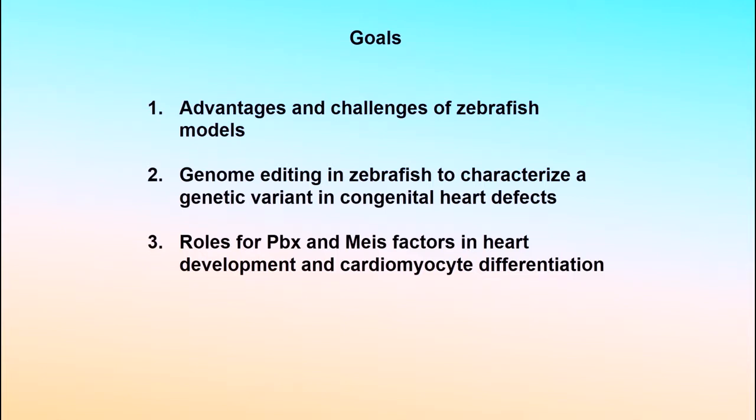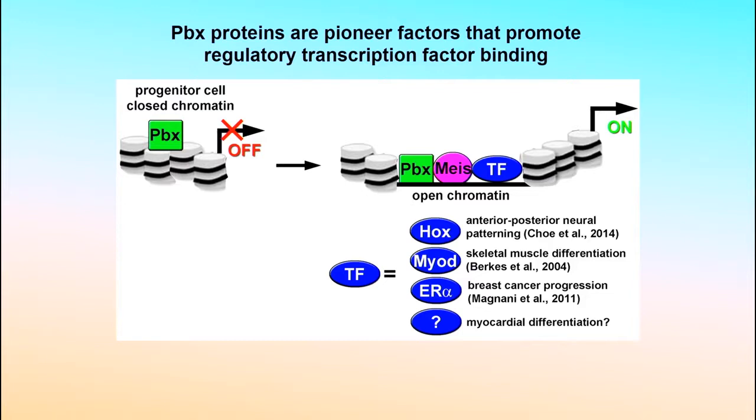So the Pbx and Meis factors that I'm going to be talking about are both homeodomain transcription factors. One of the reasons that we've been so interested in Pbx factors in particular is that they've been shown to act as pioneer transcription factors and can bind closed chromatin and then work very closely with the cofactor Meis proteins to recruit other master regulatory transcription factors to help regulate gene expression in a variety of cell types during development. One particularly well-characterized partner for Pbx and Meis proteins are the Hox proteins.